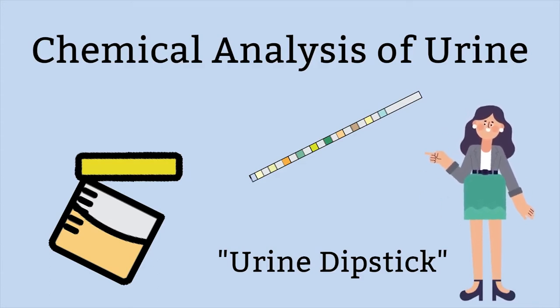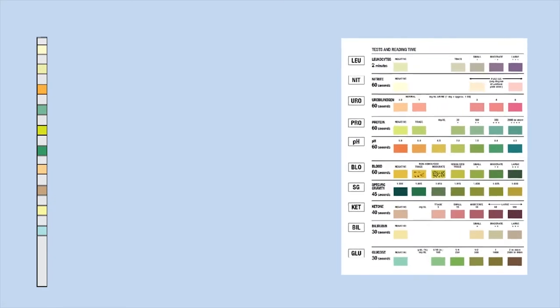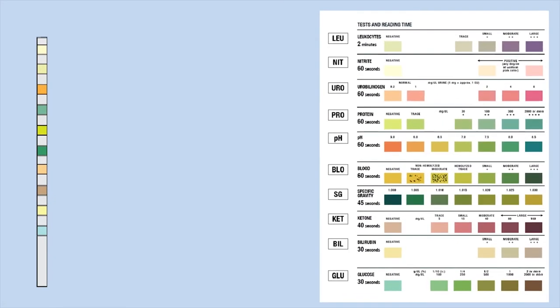A standard urine test strip has up to 10 different chemical pads which change colors once they come in contact with liquid, or urine in this case. This is what the individual strip looks like, and the color chart on the bottle is what we use to compare the color changes to.